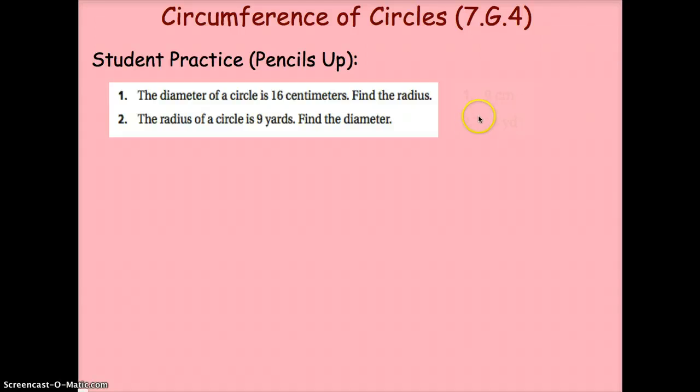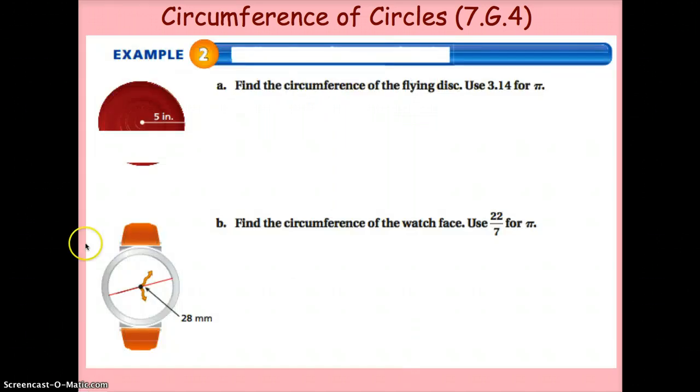Okay, let's go ahead, welcome back, and look at problems 1 and 2. Number 1, all we're doing is cutting that 16 in half. We end up with an answer of 8. Number 2, we have 9, so we need to double that. We end up with an answer of 18. Notice on both of these we have our words, centimeters and yards. Okay. Let's go ahead and go to the next teacher example.